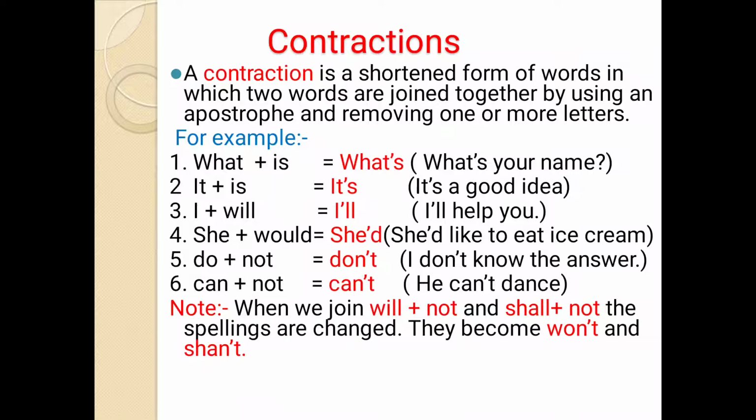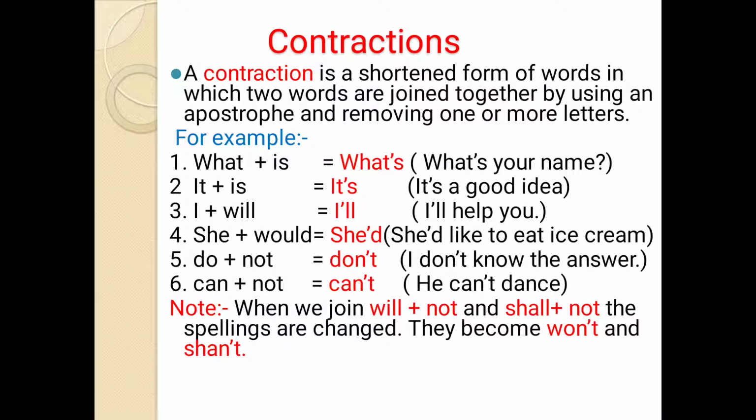Next is contractions. The second use of apostrophe is in contractions. And what is a contraction? A contraction is a shortened form of words in which two words are joined together by using an apostrophe and removing one or more letters. So, what is a contraction? Contraction is a shortened form of words.